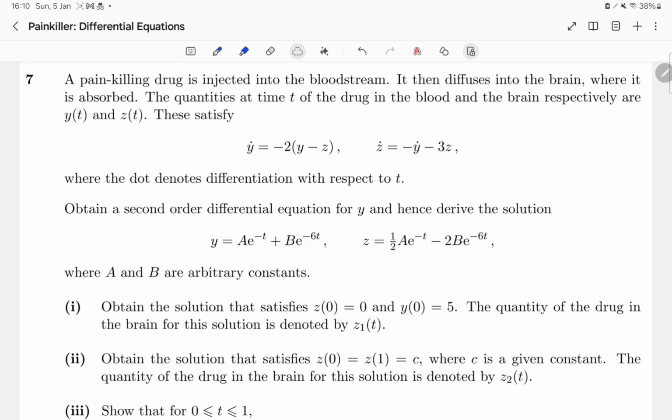Obtain a second-order differential equation for y and hence derive the solution y equals a e to the negative t plus b e to the negative 6t, and z equals half a e to the negative t minus 2b e to the negative 6t, where a and b are arbitrary constants.